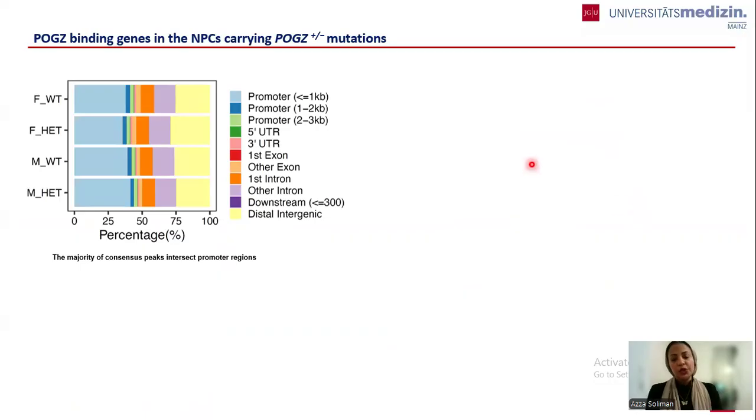Then next we wanted to see how POGZ mutations would affect the binding of POGZ to different genes, because it's known so far that POGZ can act as a transcriptional regulator. So the first thing that we could see from our CUT&Tag data is that the majority of the peaks intersect with the promoter regions, which again supports what has already been shown, that POGZ can act as a transcription regulator.